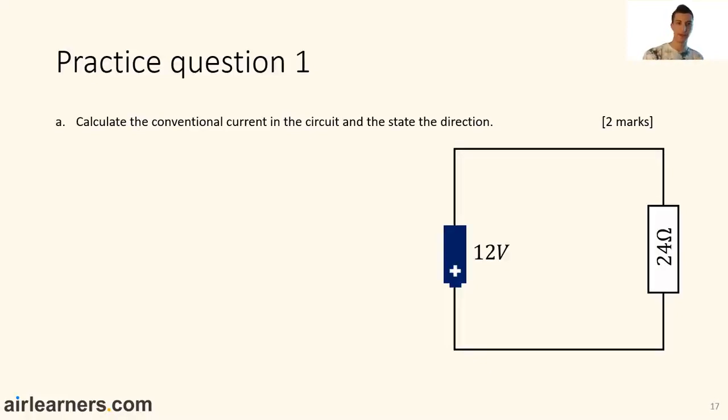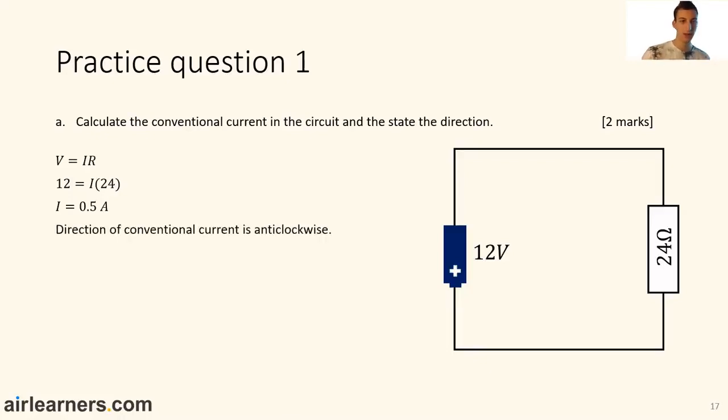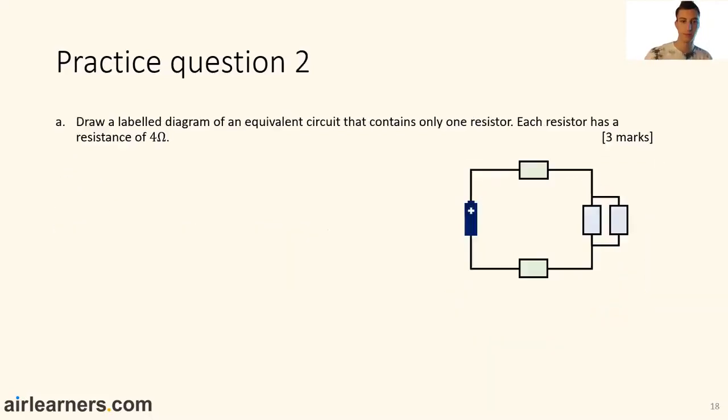All right, now that you've had a go at that question, what is the solution? Well, very straightforward. Use V equals IR. You substitute in all of your numbers. You've got 12 volts, you've got 24 ohms of resistance, and you get half an amp as current. The direction is going to be anti-clockwise because conventional current is the flow of positive charge. So that means it's going to go from the positive charge all the way around like so.